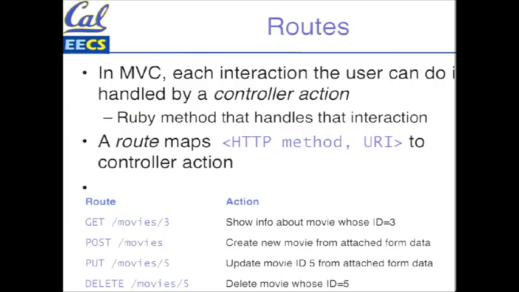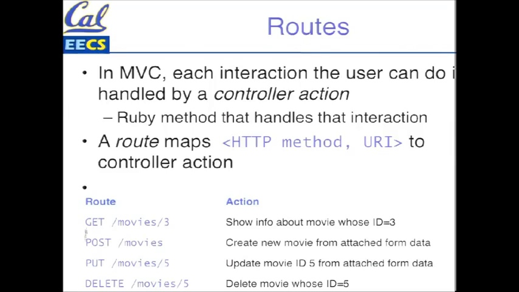A route is just a way of mapping an HTTP method, like GET or POST, which we talked about in our HTTP overview, and a URI to some controller action. Fundamentally, that's all it is. Here are some examples of possible routes. If the HTTP method is GET and the URI is /movies/3, this could be a way to say, show me information about the movie whose ID in the database equals 3.